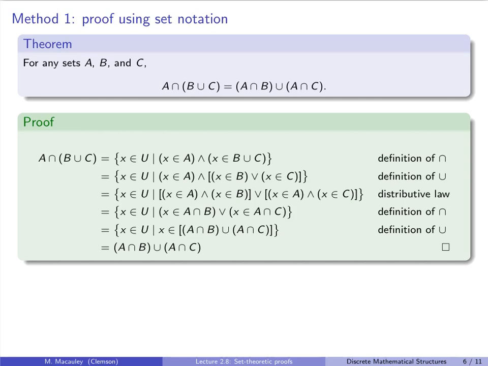So again, with this first method, we start with, let's say, the left-hand side, we write out a definition in set notation, and we tweak it step by step. Everything that we write is true, using laws that we know hold, and we end up with an expression for the right-hand side.